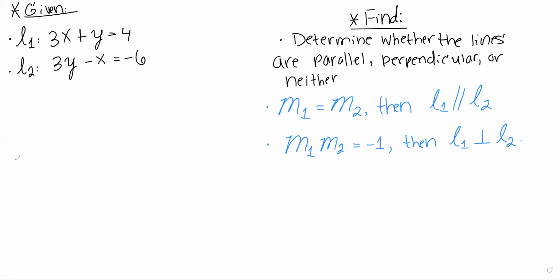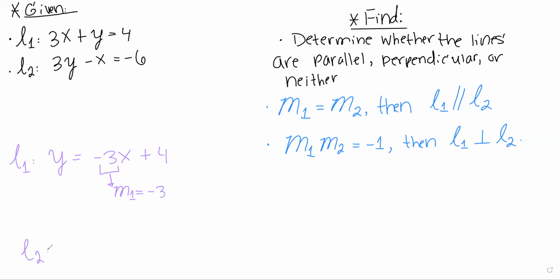So let's begin. Take line 1 and isolate y. To do so, subtract -3x from both sides. We can readily identify the slope for line 1 is the coefficient of x.